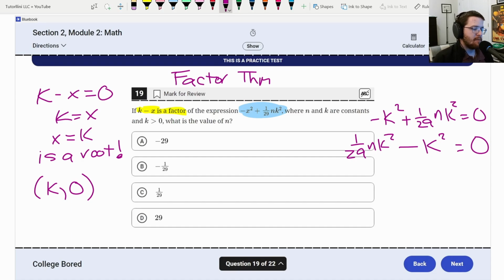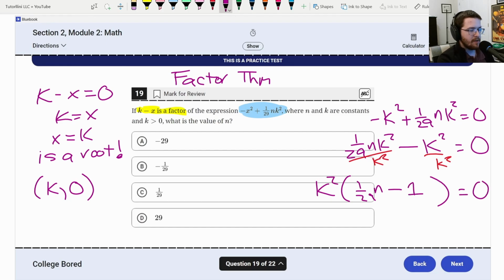Okay, so now I'm going to factor using a GCF, which I go over in my video on factoring. The greatest common factor is k squared. And you see, guys, when you're factoring, you're kind of pulling out a GCF, you're kind of dividing in a way. So I'm left with 1 over 29n minus k squared over k squared. K squared divided by k squared is 1, just like how 5 divided by 5 is 1.